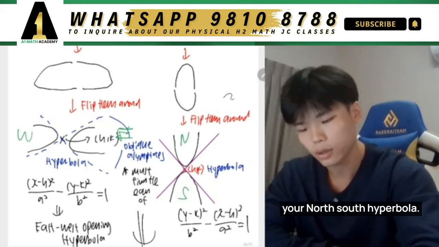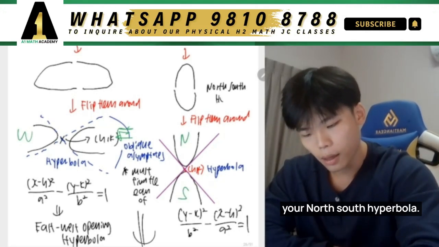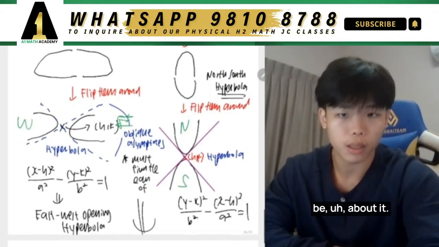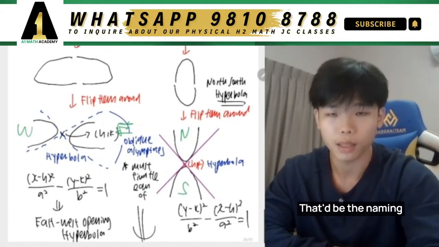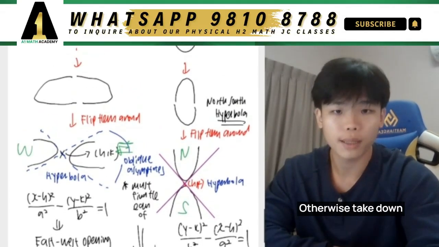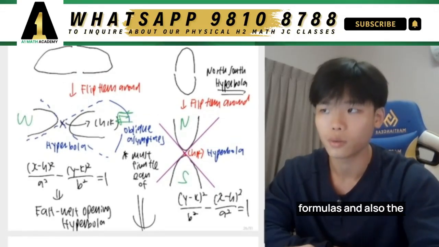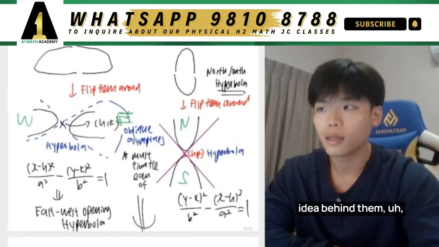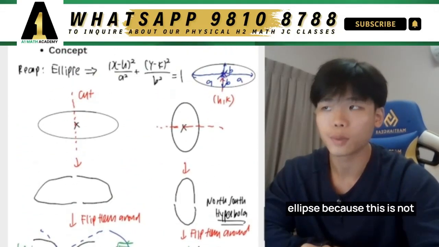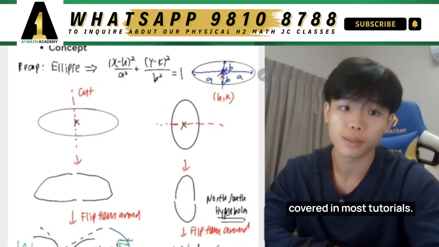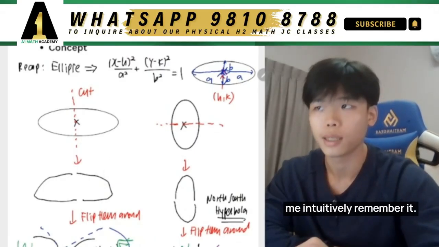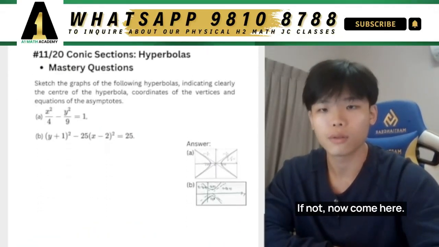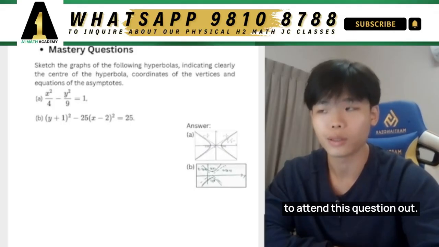So you also can call this your north-south hyperbola, and that would be about it. Okay, that would be the naming convention of it. Otherwise, take down these two general formulas and also the idea behind them, how we actually derive them from the ellipse, because this is not covered in most tutorial notes. And this is how it helped me intuitively remember it. If not, now come here, feel free to pause this video to attempt this question out.